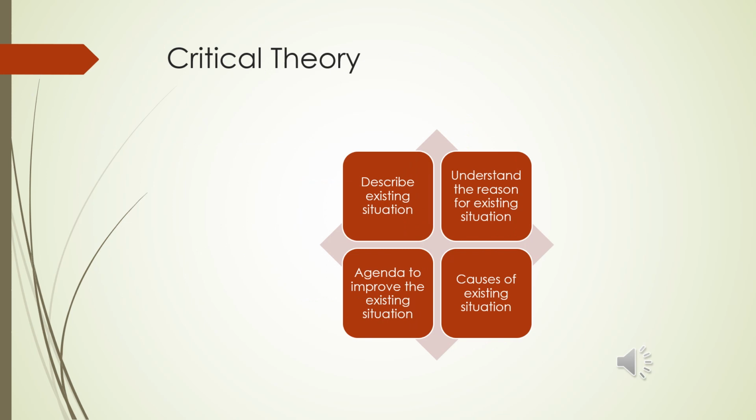Action research follows the critical theory. Here we start by describing an existing situation, which can be any problem that we are facing in our teaching learning practice. Accordingly, we collect the data to understand the reason about the existing situation. After collecting data, we come to know about the causes of the existing situation, and accordingly we plan and we provide feedback to improve the existing situation.